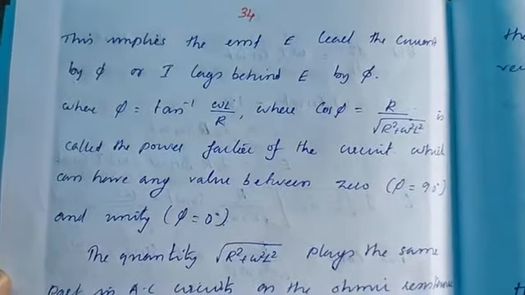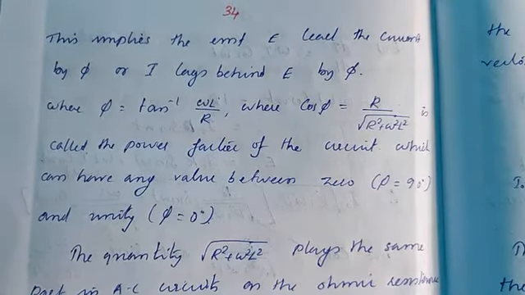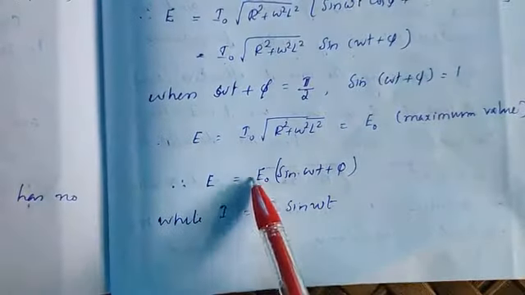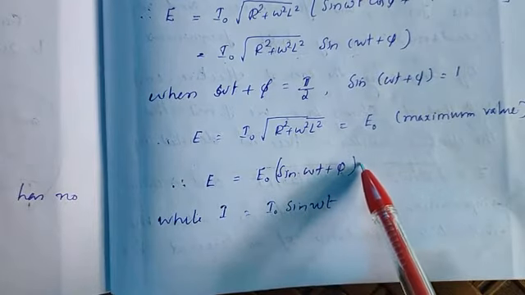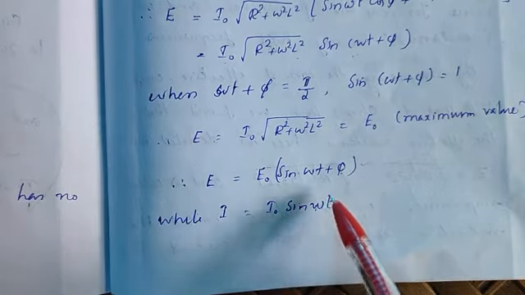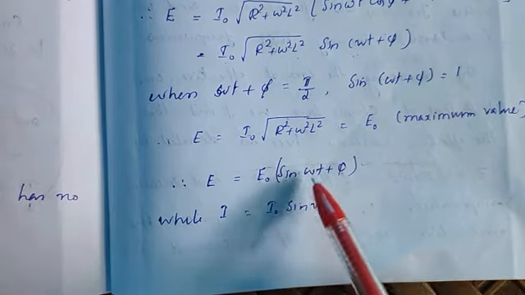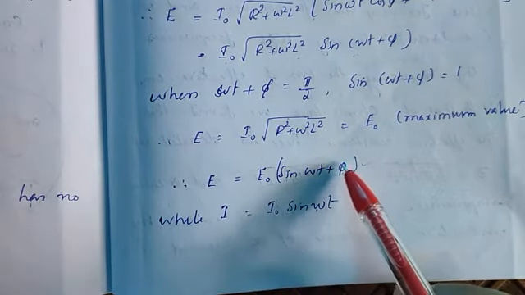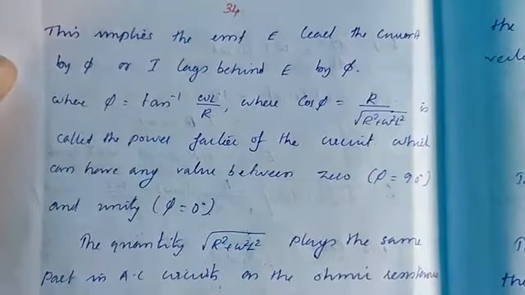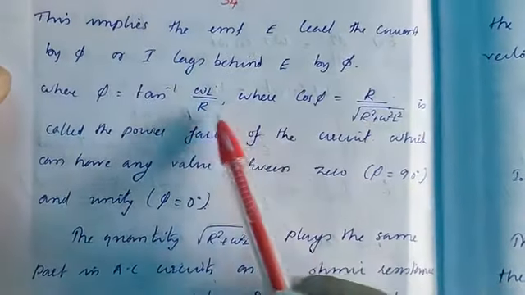So this implies that the EMF E leads the current by phi, or I lags behind E by phi. So we have got these two equations: E is equal to E0 sin omega t plus phi finally, and we know the current applied in the circuit is I is equal to I0 sin omega t. Comparing these two equations, we can find that the EMF leads the current by a phase of phi, or I lags behind E by phi.